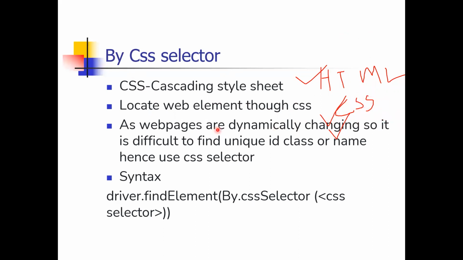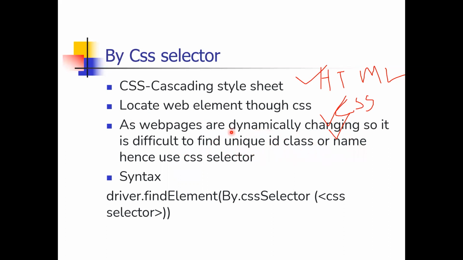Now, suppose you are not able to find a unique ID locator, unique name locator, unique class name locator, or unique tag name locator for username, password, and for login or any button. Then you can find the web element by CSS. Again, listen, as web pages are dynamically changing every time, it is difficult to find a unique ID, class, or name.